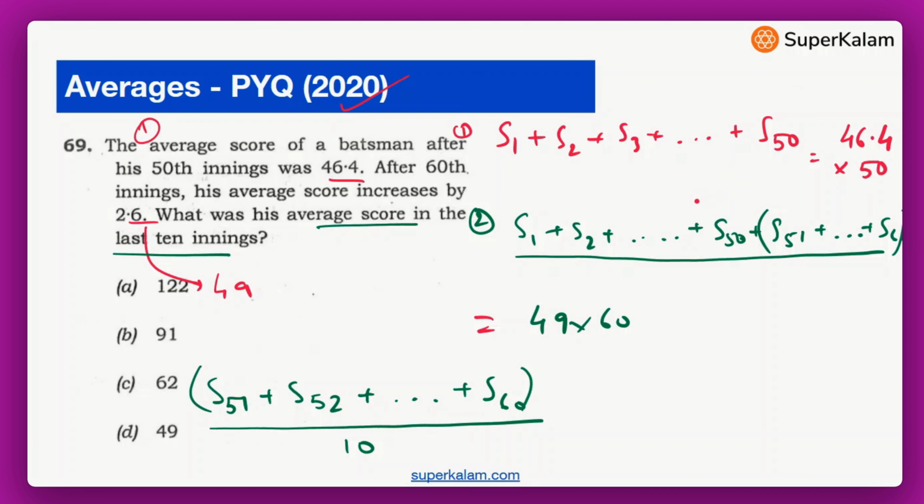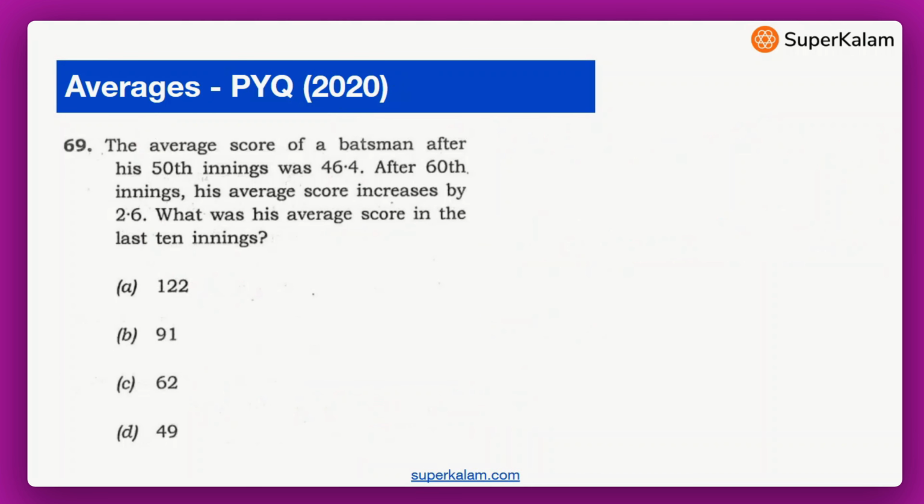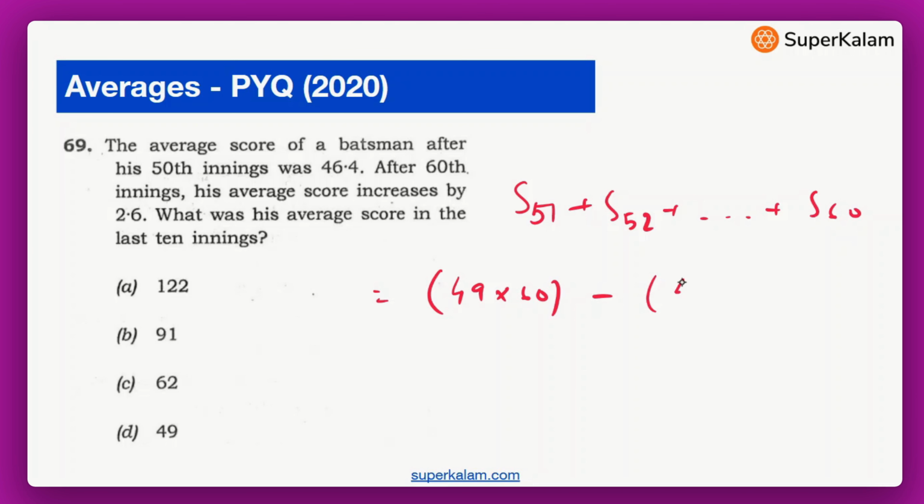So the scores of the last 10 innings, 51, 52 onward, how much will it be? It will be 49 into 60 minus 46.4 into 50. This will help us in calculating the total of the scores of the last 10 innings. And what do we get if we calculate this?